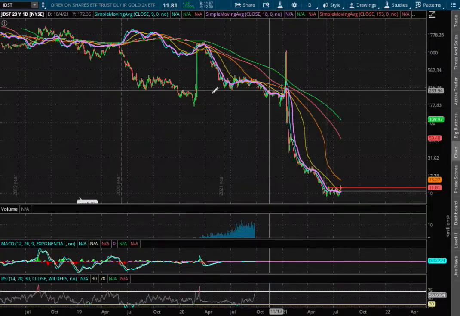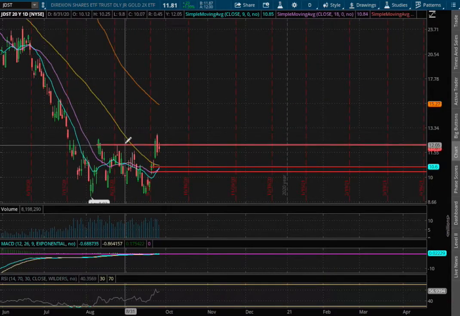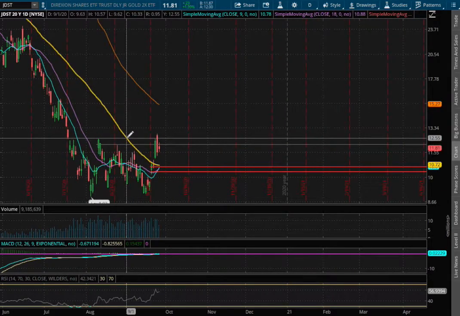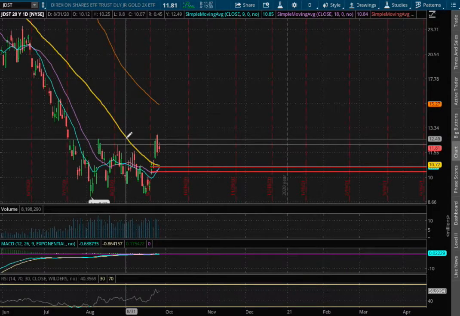If we expand that once more to the daily chart, we have now broken beyond the 50-day moving average, so that will act as our future support level.